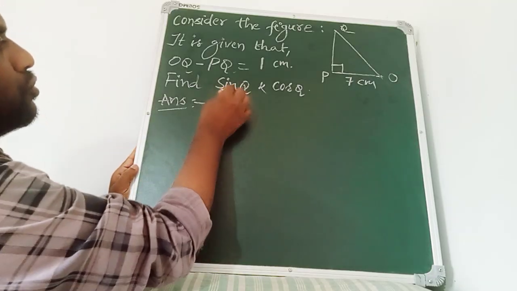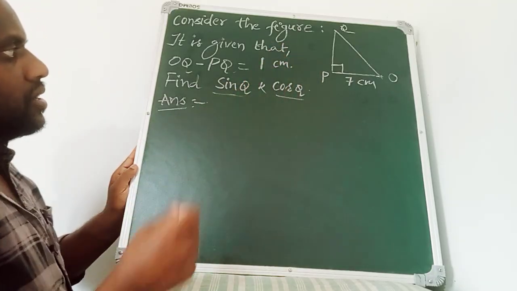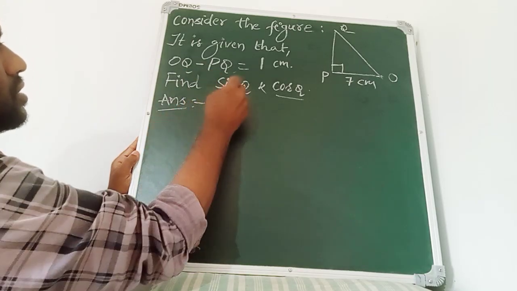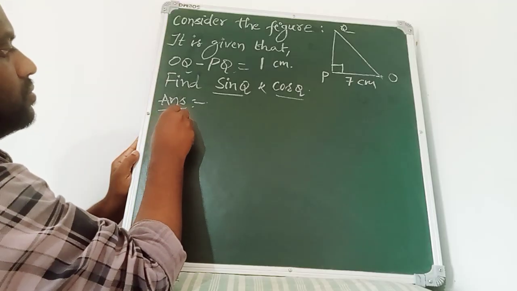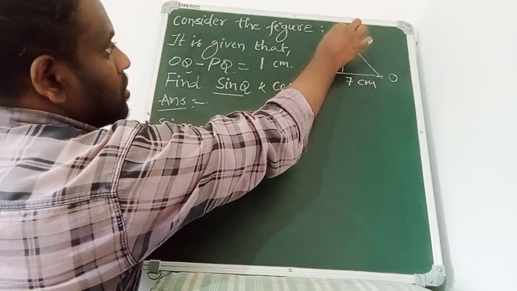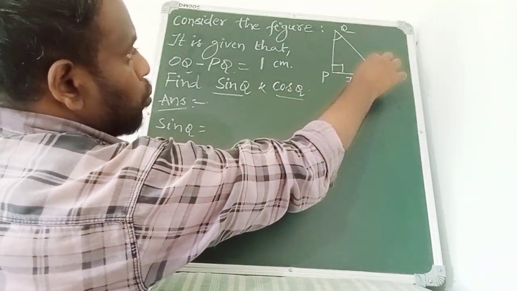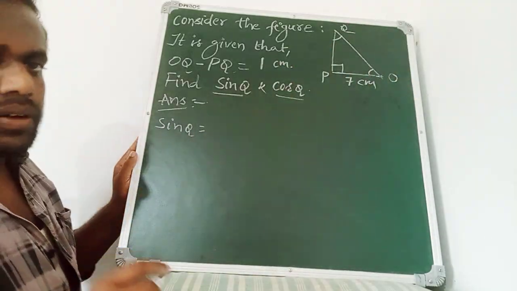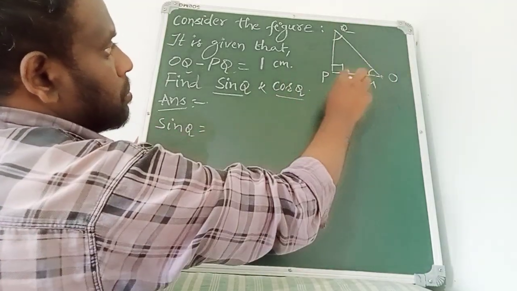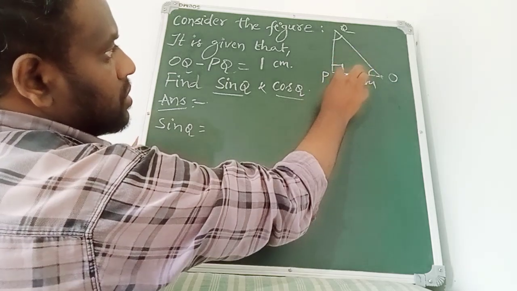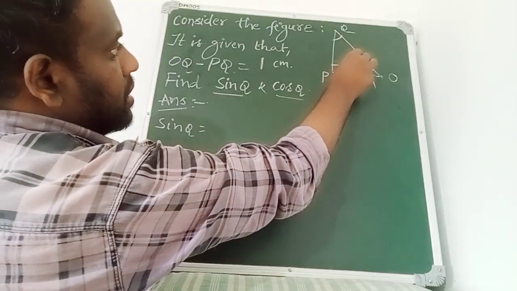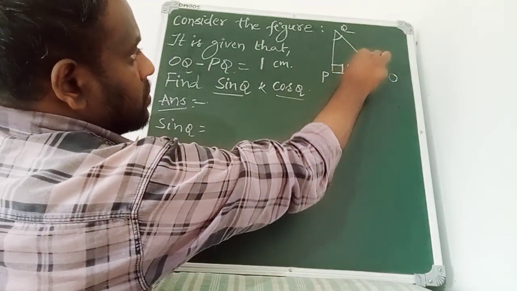So first what you do, we need to find the sin Q, cos Q, right? First write the formula for sin Q. Q means this angle. This is angle Q. This is angle O. See, for these angles I have written like this, but for this angle I have written like this. This angle is like a box. So this is 90 degree. Okay.